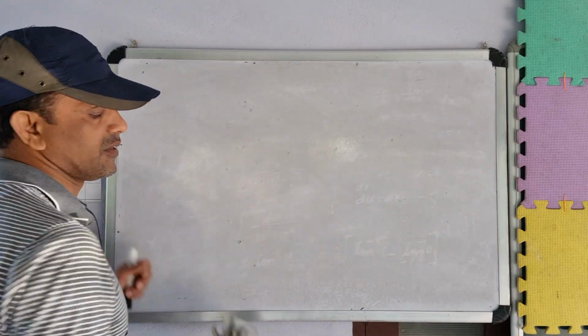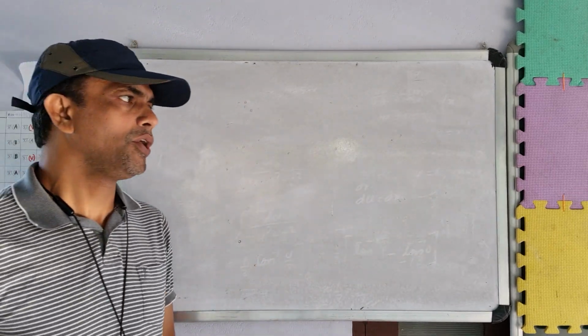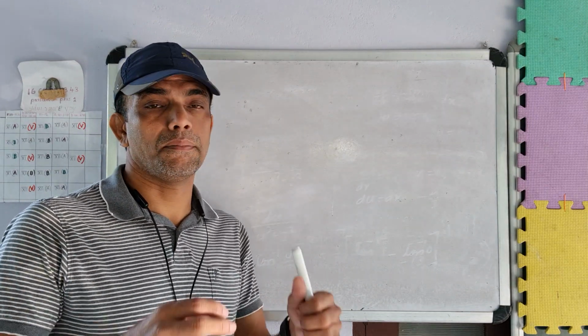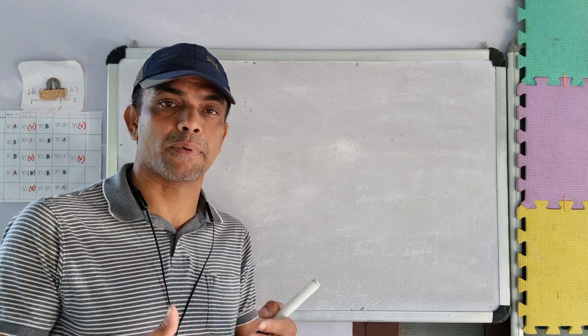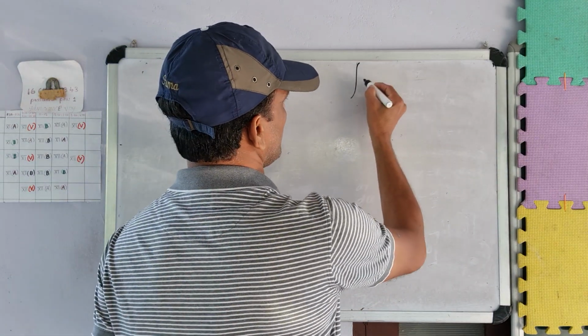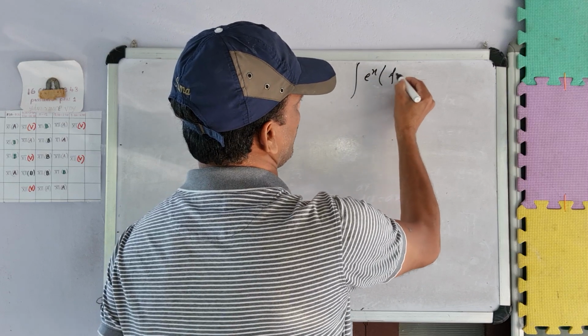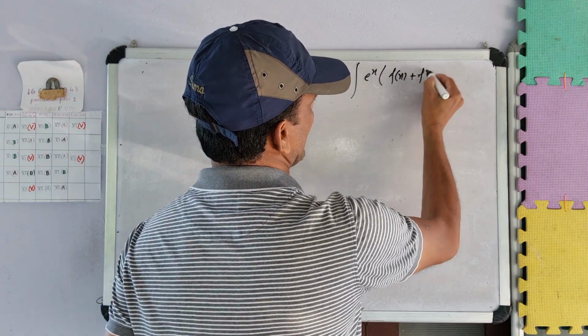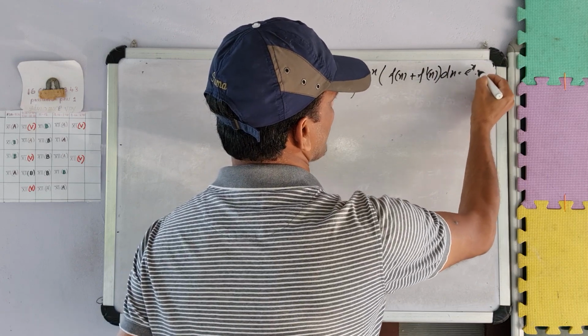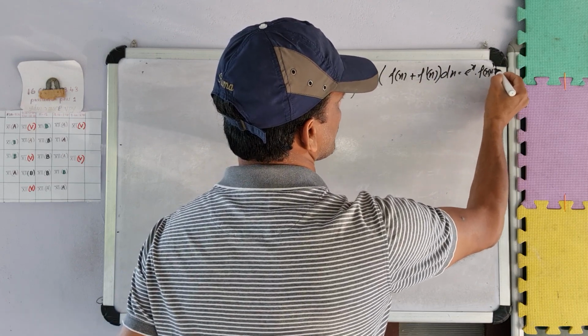So before moving to the next problem, I'll tell you something. In integration by parts, and as I say, it's an important thing, because in many problems we have application of integration by parts. So listen, the integral of e raised to x times (f of x plus f dash of x), the answer is e raised to x times f of x plus c.